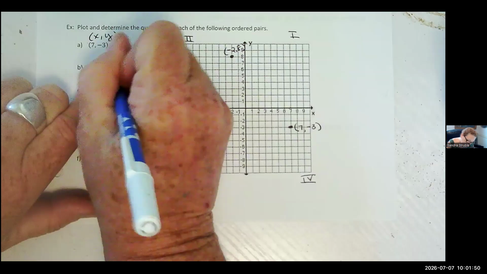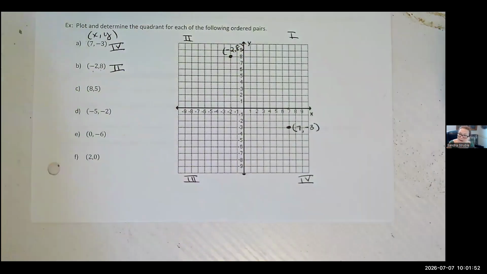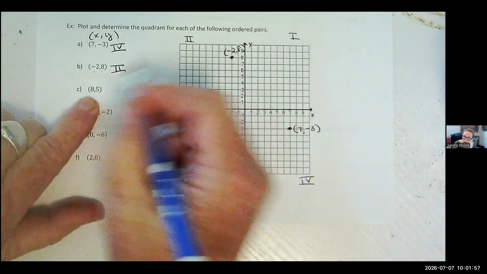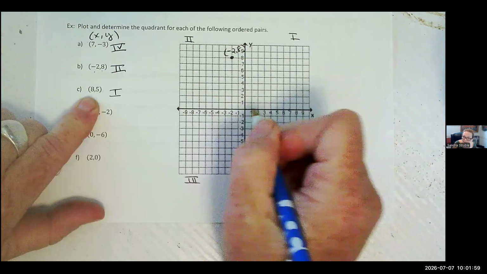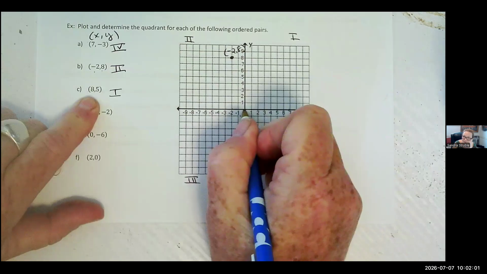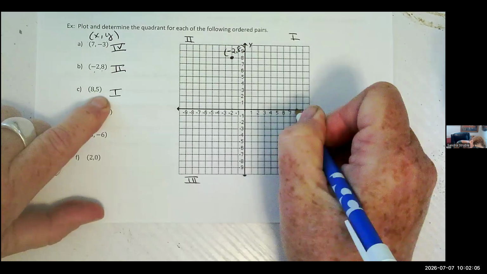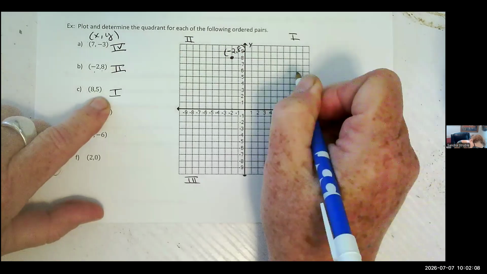The next one, they're both positive, which means it's going to be up here in quadrant 1. I'm going to go from the origin to the right 8 for my x, and then I'm going to go up 5 for my y. Plot my point, name my baby.